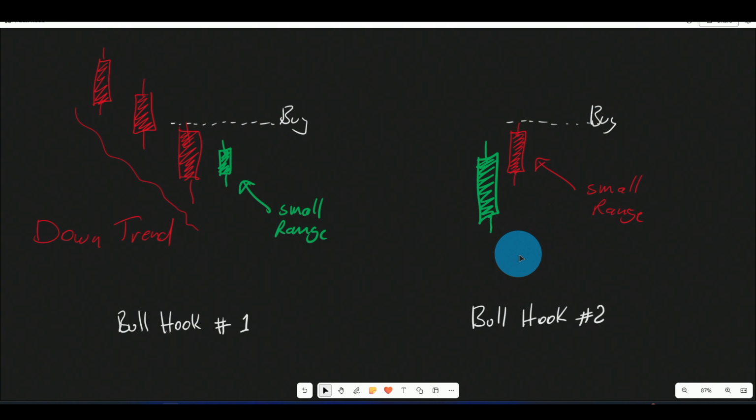And the second variation of the bull hook is kind of the opposite. So the hook looks like this, and the pattern setup is an up bar, and then today is a down bar with a range smaller than yesterday, and the open above the previous high, and the close below the previous close. So this pattern requires only 2 bars, and the other pattern requires 4 bars. So let's build these patterns and test them.